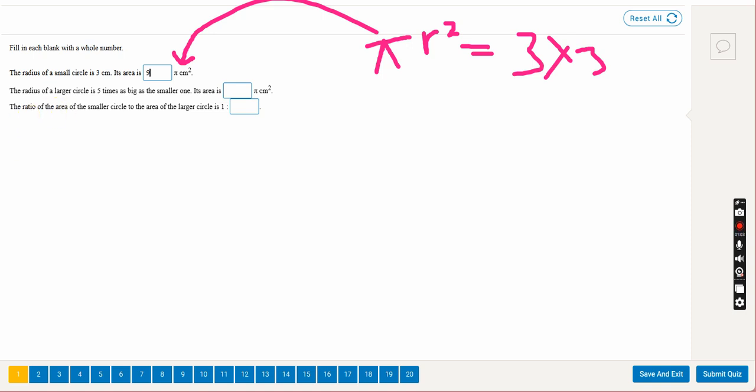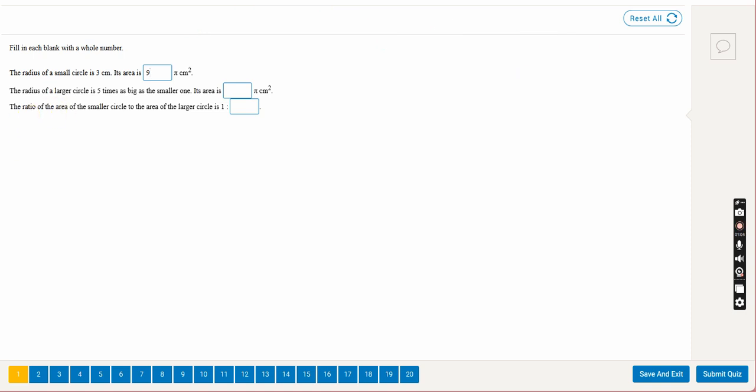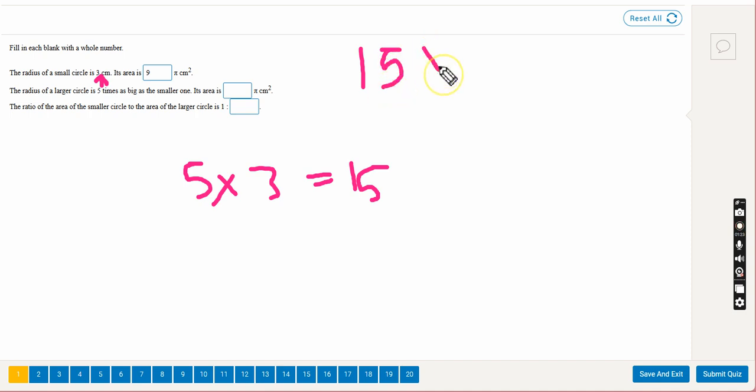The next one, the radius of a larger circle is 5 times bigger than the smaller one. So what does that mean? It's 5 times 3, as simple as that, which is 15. Now what will you do? Again the same formula, 15 times 15, which is 225.